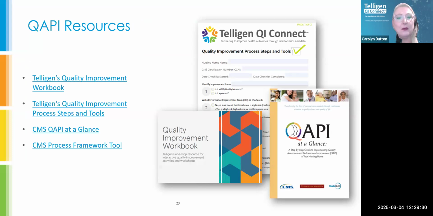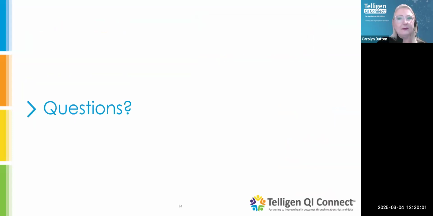Next slide. Now, we do have lots of QAPI resources for you. The Intelligent Quality Improvement Workbook has every one of these tools that we've talked about today linked in there. So you can download this off of our website, and these are all fillable again online. You can add lines to them if you need to, but these are some great tools that will help you with your performance improvement projects and your quality improvement efforts.